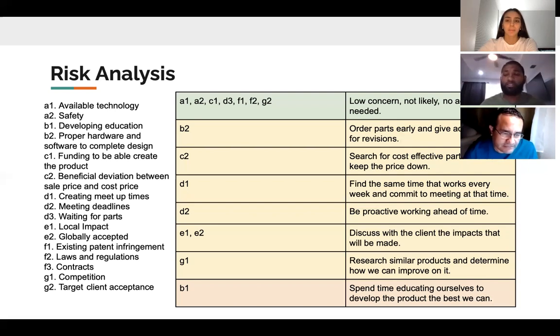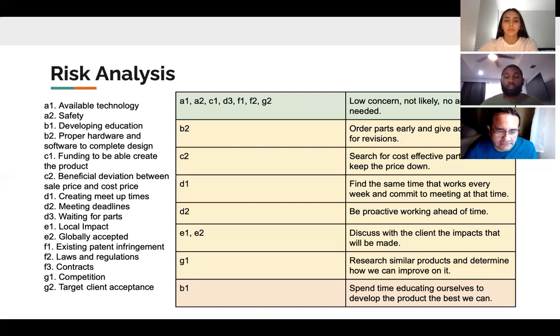These in yellow are going to be ones that we need to keep an eye out for. Could be an issue, but right now there's still low concern. That's proper hardware and software to complete the design. Basically for that, we're just going to try and order our parts early to give us adequate time, so if we do need to make revisions and fix something, we have the time to do so. We also are trying to create the deviation between sale price and cost price. If we keep the cost down, it allows us to make a bigger profit, and then it makes more sense for us to sell the product in the end.